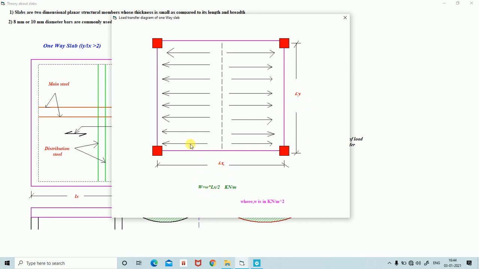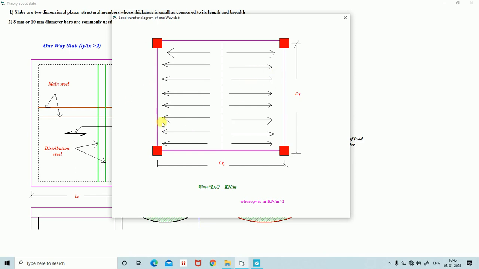We can see how the load will transfer. Half of the load will be transferred in this direction and half of the load will be transferred in this direction, from the slab to the beams and from beams to columns. Then we have to find how much load is transferring to these beams.